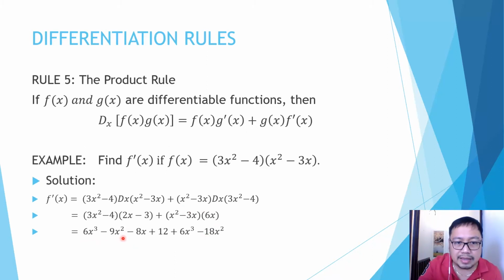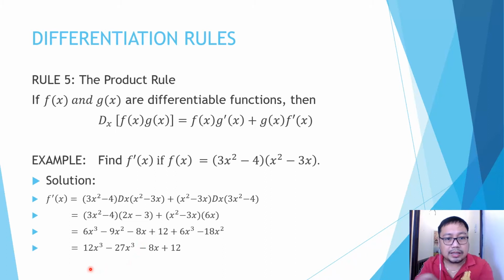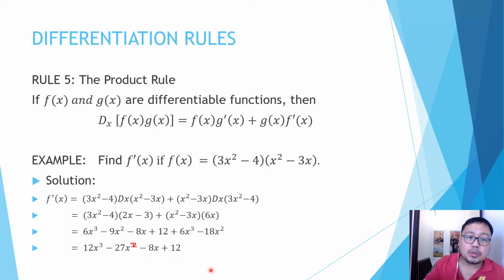Combining like terms, the x cubed and the x squared. That will give you 12x cubed. And then 9 and 18, correction, this is not cubed, it is x squared. Minus 8x plus 12. So our final answer is 12x cubed minus 27x squared minus 8x plus 12.